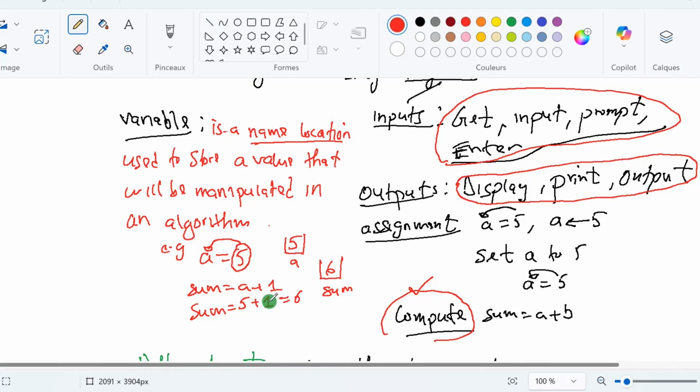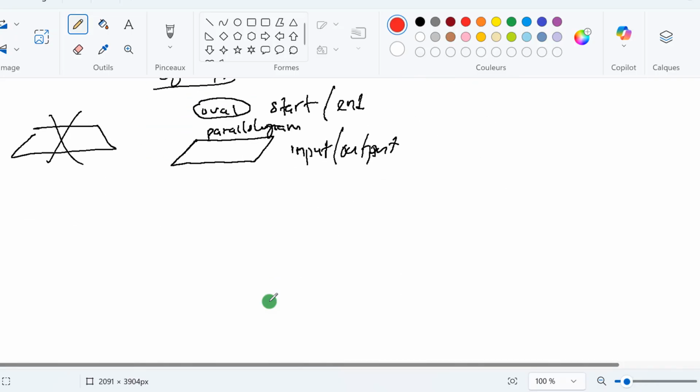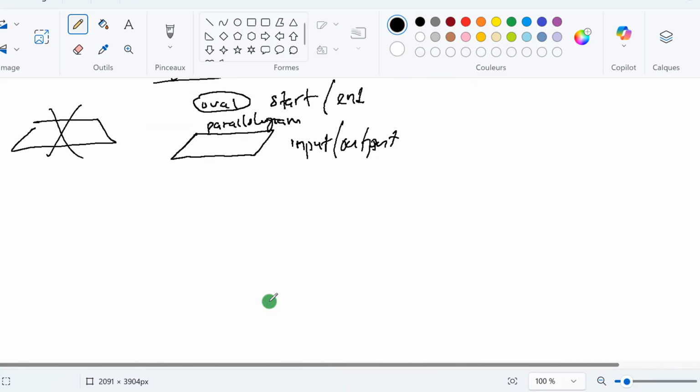I'm saying that because some students are funny. Someone will come and see set A maybe to something, or let me just say set something to something, and the person is using again a parallelogram to represent it. This is not an output here. This is not an input here. This instruction set is assignment, and assignment here is something else. So let us continue with the next symbol. This is just something I wanted to precise.